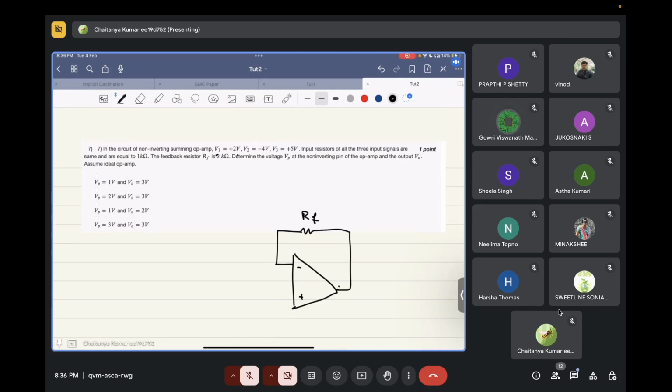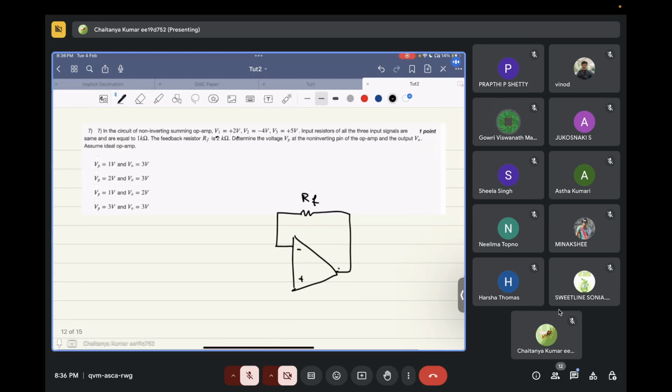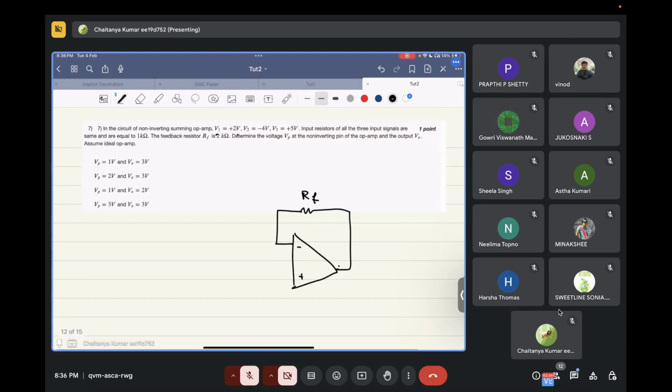Let's call this RF. Okay. And so how will you give the input? You will have multiple inputs, right? So this is a non-inverting summing amplifier. So V1, V2, V3 will be summed and be present at the output. Correct?